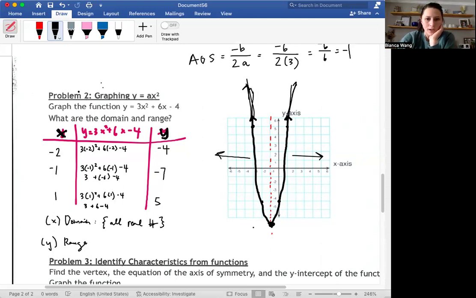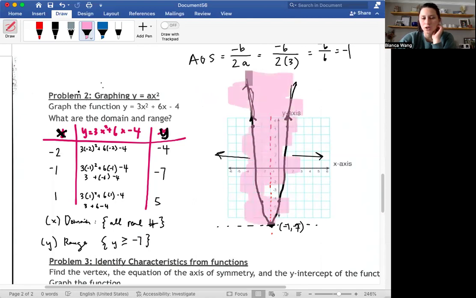Now the range though, the vertex is at a minimum of -7. This is at -1, -7. So your graph will not include any points that are below -7. So the range is y has to be greater than or equal to -7 because it includes everything above -7, right? Everything above here is potentially on your graph, if you draw it forever and ever. However, it will not go below -7.